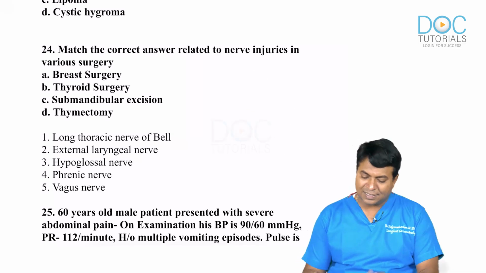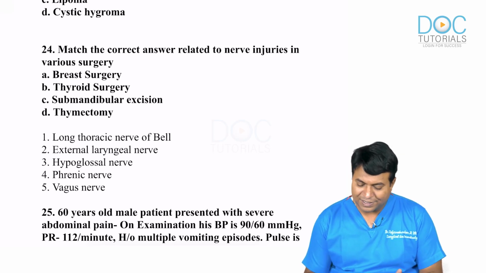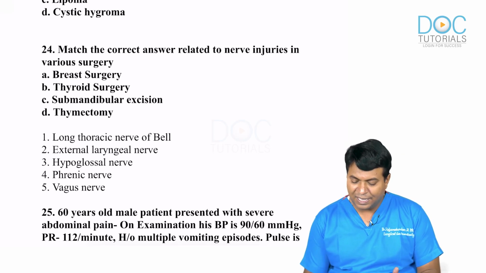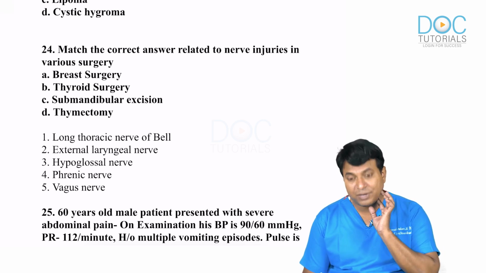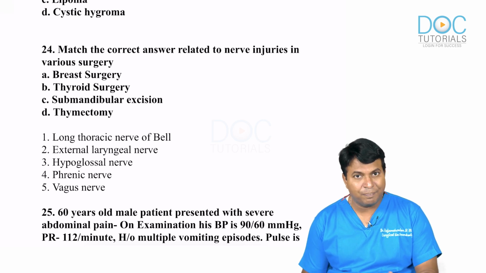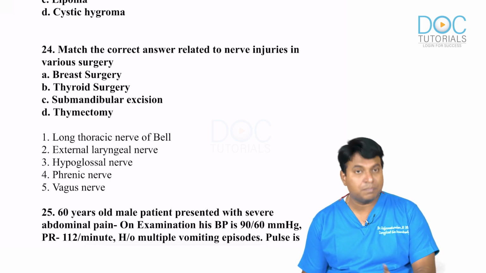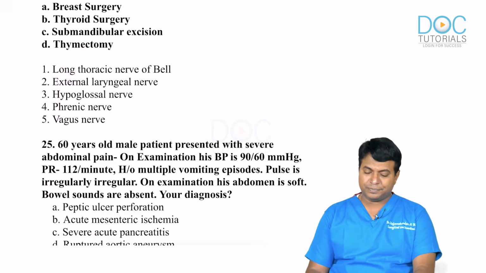Match the correct answer related to nerve injuries. Breast surgery, we have long thoracic nerve of Bell injury. Thyroid surgery, external laryngeal nerve injury. Submandibular gland, hypoglossal nerve injury. And thymectomy, we have phrenic nerve injury. So very simple, straightforward. In thymectomy, the most common nerve injured is the phrenic nerve.